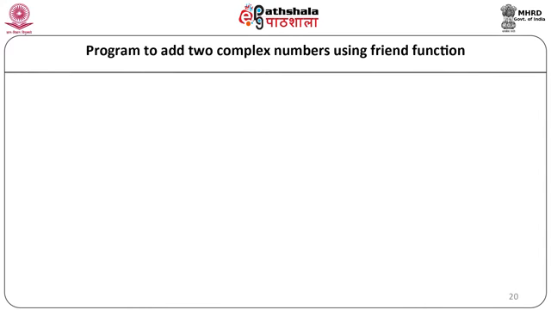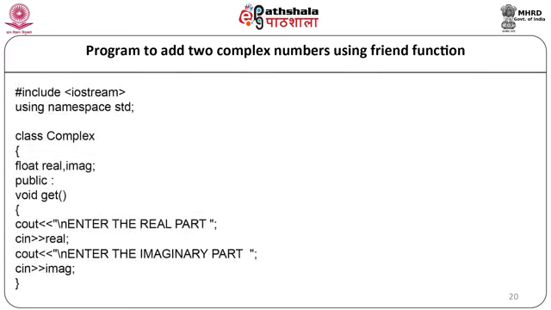Now let us see a program to add two complex numbers using the friend function. Here we are going to define the class Complex. We will start with our program: #include <iostream>, using namespace std. We will start with our class Complex. In the private section we will have two variables, float real, imaginary. In the public section we will have a member function void get. Here we are going to take the values of the real and imaginary part of a number.